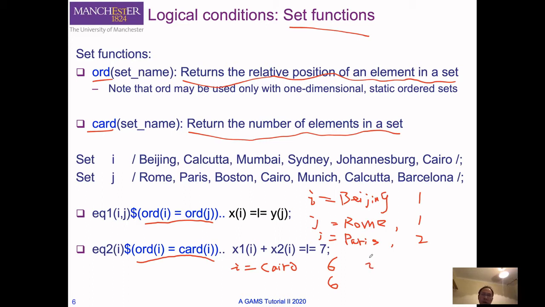If I is equal to Mumbai, then the relative position of this element is equal to 3. That means order I when I is equal to Mumbai is not equal to cut I. Then this logical condition is not true, then this constraint will not be imposed.